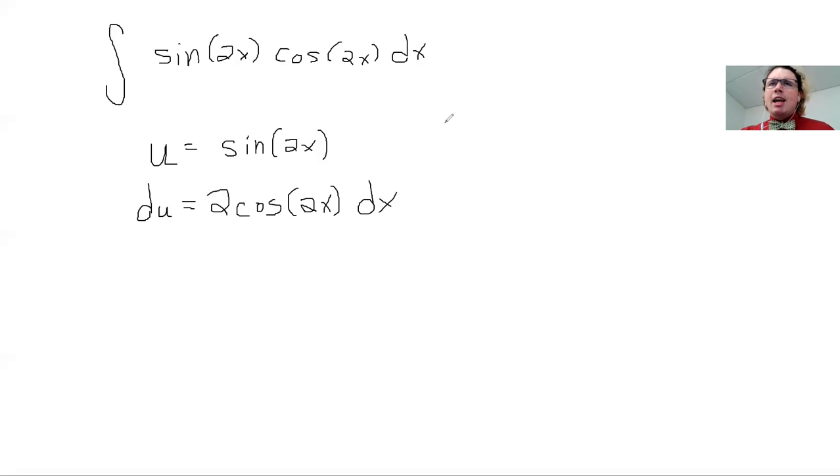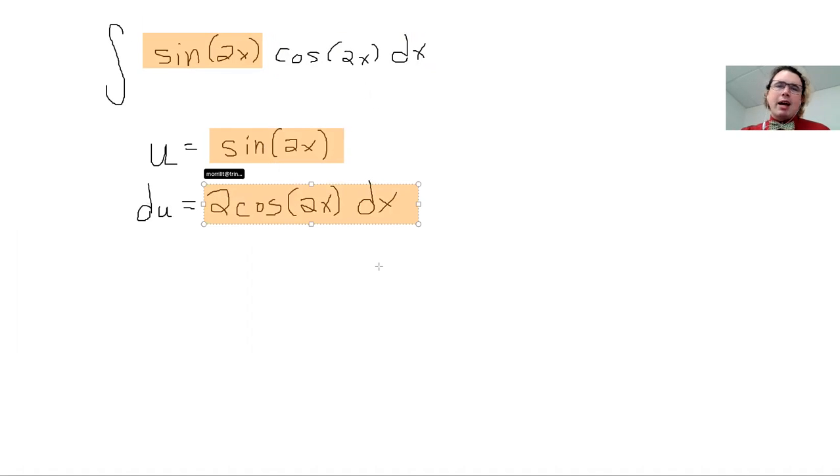Okay. Well, I can work with this, but I see a little bit of a problem here. I can replace the sine of 2x in my integral by u. That's no problem at all. But I don't have enough left over to make a full du. I have here cosine of 2x dx. That's what's left over in my integrand. But the substitution says I'm supposed to have 2 cosine of 2x dx. So what am I going to do in this situation?